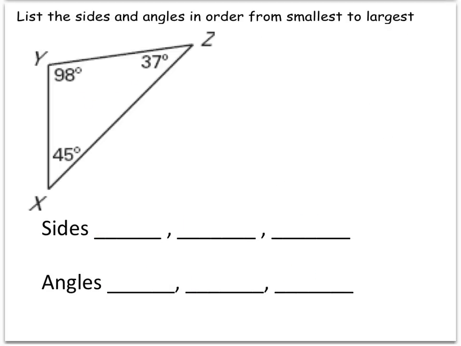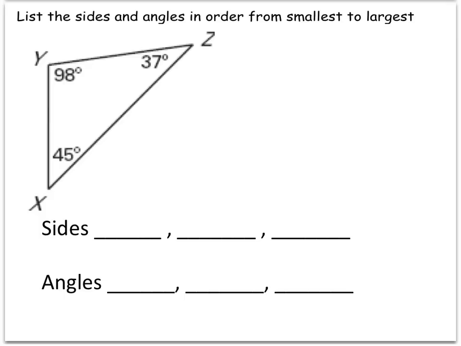We can also be given the angles and asked to do the same thing. Again, we're going from smallest to largest. We have that 37 degrees is less than 45 degrees, which is less than 98 degrees. So, 37 degrees corresponds to the angle Z.